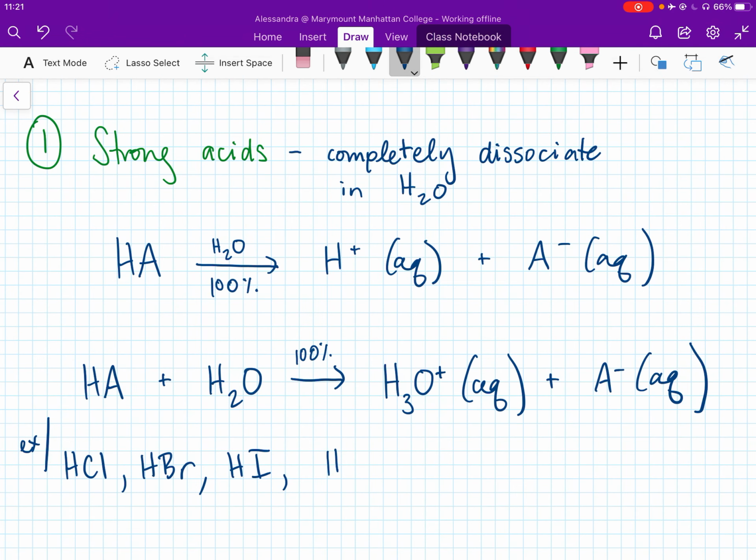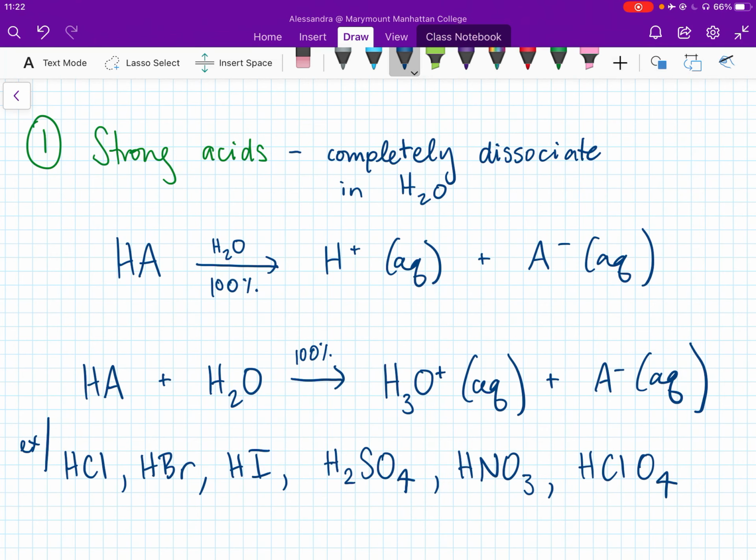The other 3 are H2SO4, sulfuric acid, HNO3, nitric acid, and HClO4, perchloric acid. So sulfuric acid, nitric acid, and perchloric acid are the ones containing oxoanions that I would like you to memorize. So just to repeat, hydrochloric acid, hydrobromic acid, and hydroiodic acid. Sulfuric acid, nitric acid, and perchloric acid. These are the 6 strong acids that I would like you to memorize.